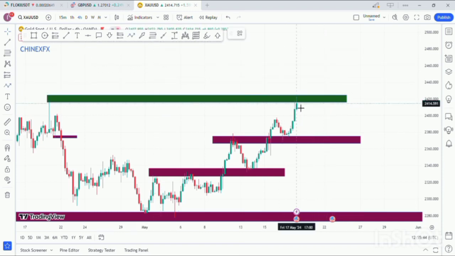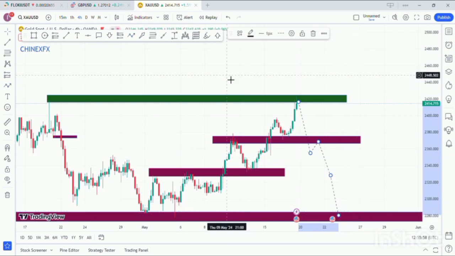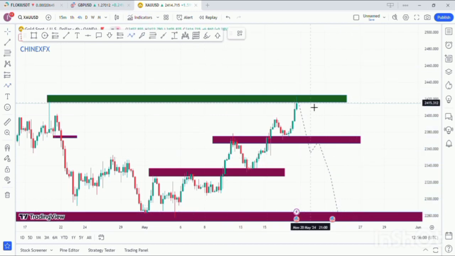From this zone, we are going to be expecting a drop to respect this support zone, or probably a breakout of the support zone to continue to the next support zone, or even the one below it. But on the flip side, if price decides to continue upward from its current position, we are going to be expecting a breakout and then a retest of this resistance zone, which turns it into a support, and then a continuation to the upside.